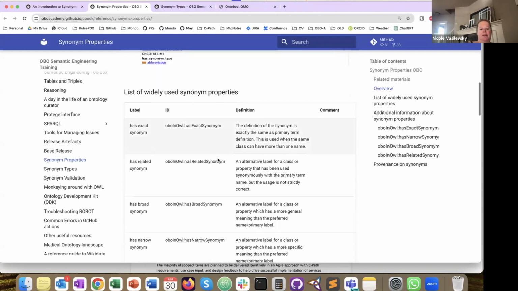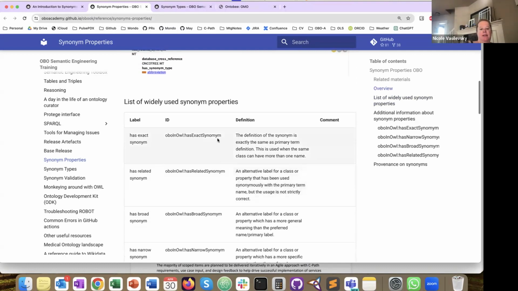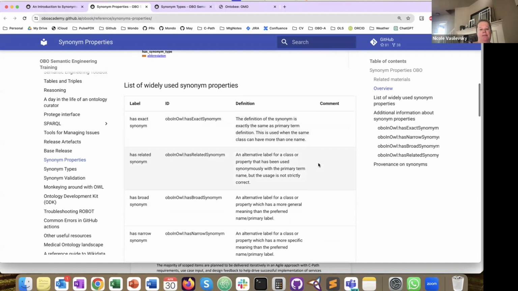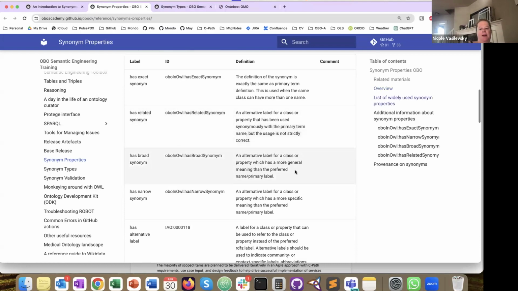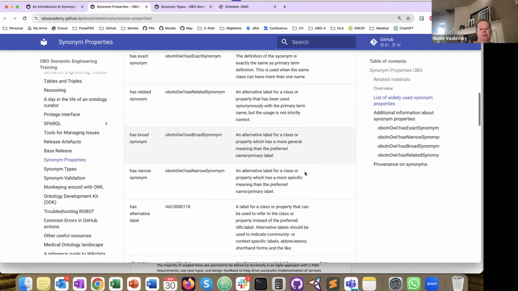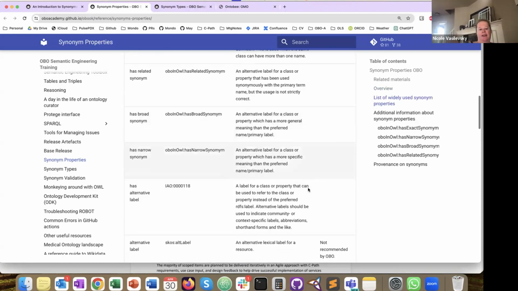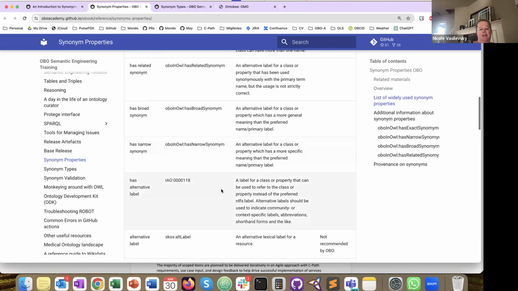Below here is a list of the widely used synonym properties. We have an exact synonym, where the definition of the synonym is exactly the same as the primary definition. This is used when the same class can have more than one name. A related synonym is an alternative label for a class that has been used synonymously with the primary term name, but the usage is not strictly correct. Broad synonyms is for a synonym that is more general than the preferred label, and a narrow synonym is more specific.